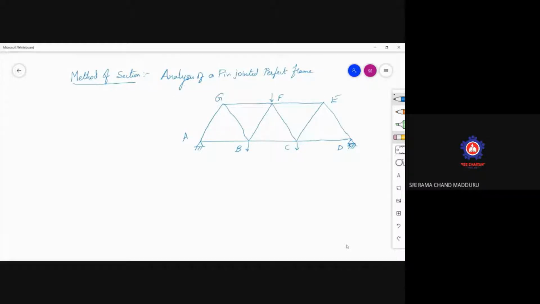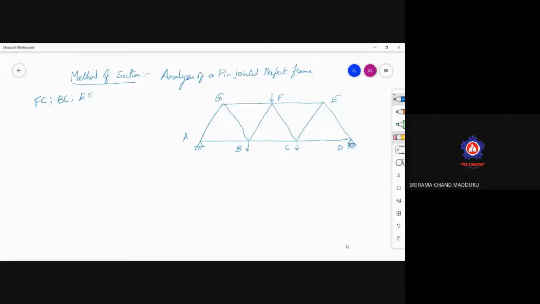Now I don't want to know all the forces in the members. I would like to know what is the force in FC, BC. Just understand this. I want to know what is the force in each member FC, BC, EF. Only a few forces are to be calculated.